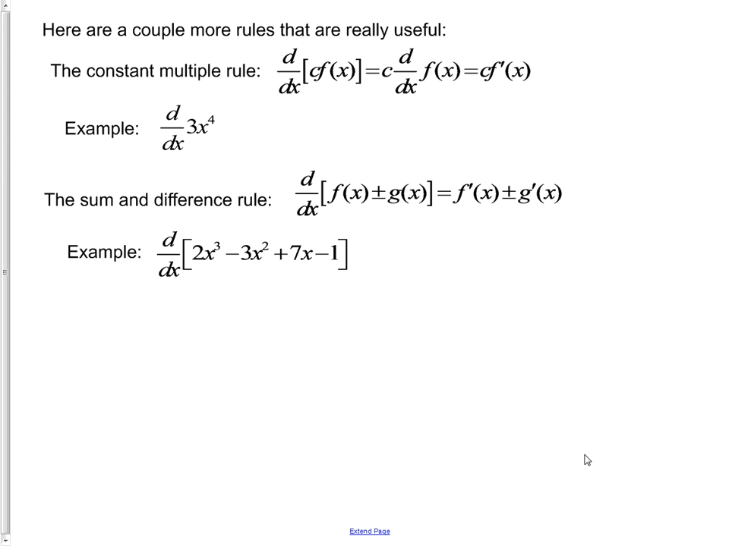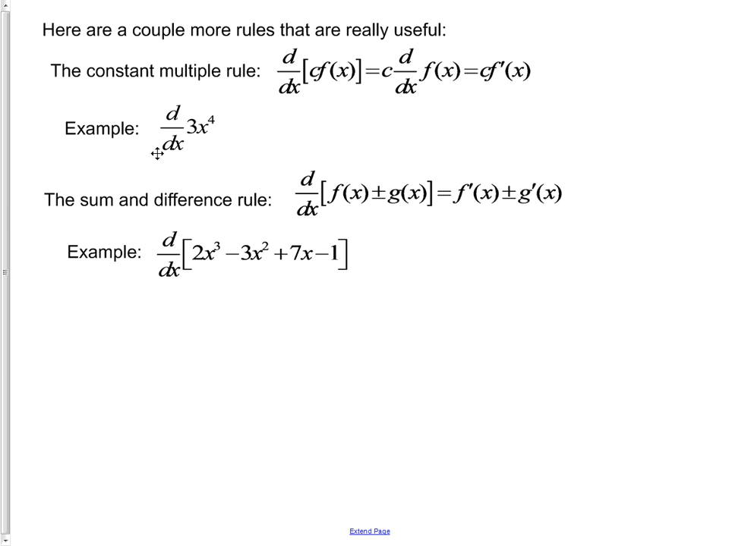Now, there are a couple of other rules that will really help us. One of them is called the constant multiple rule. In words, here's what it says. If we have the derivative with respect to x of a constant times a function f of x, it's really the same thing as the constant times the derivative of the function, so that constant times f prime of x. What we're saying is that whatever our constant is, the derivative of a constant times a function is the constant times the derivative.